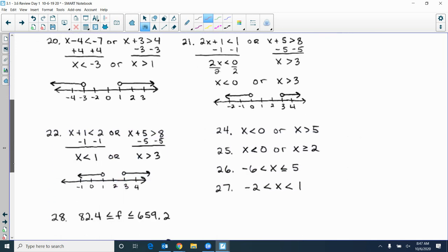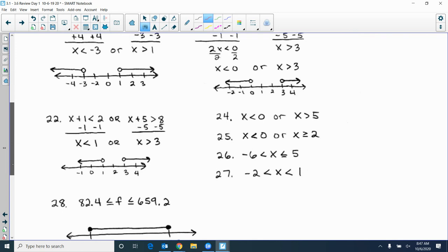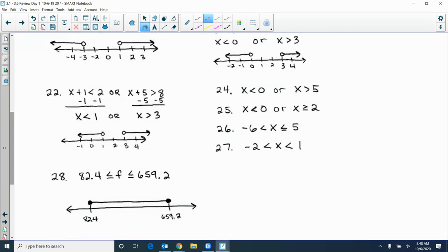22. X plus 1 is less than 2, so we get x is less than 1 or x is greater than 3. All right, double, triple check 24, 25, 26, and 27. Double and triple check those right now. Okay, make sure you have them written in that right form.